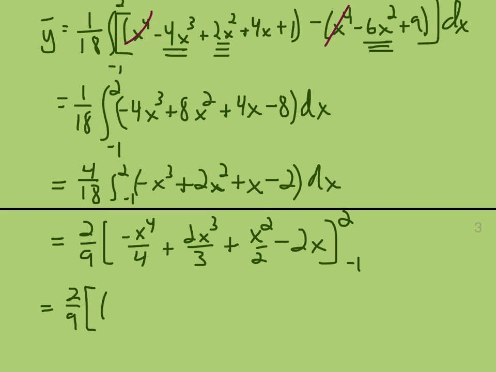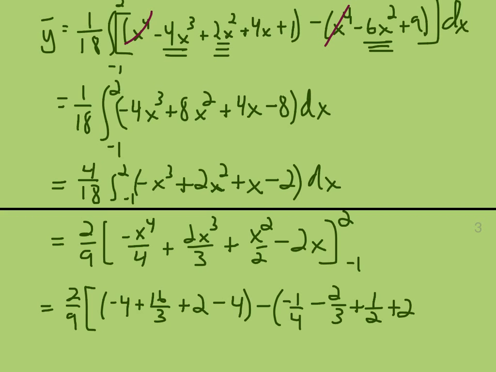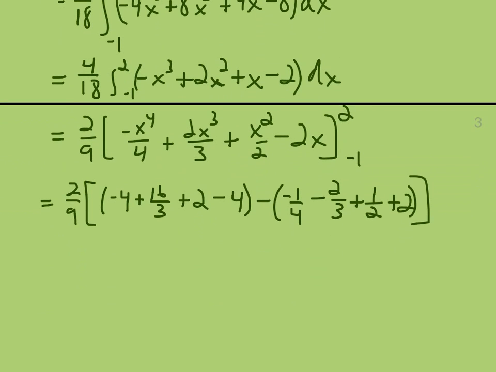Putting in the 2, looks like we get a negative 4 because it's a negative 16 over 4, plus a 16 over 3, plus a 2, minus a 4. Looks like it. And then we put a negative 1 in. Be careful again. That's a negative 1/4, minus a 2/3, plus a half, plus a 2. Okay, let's finish this off here.